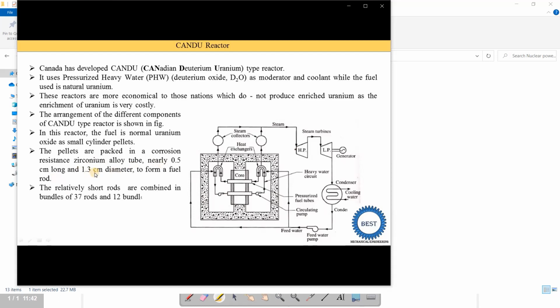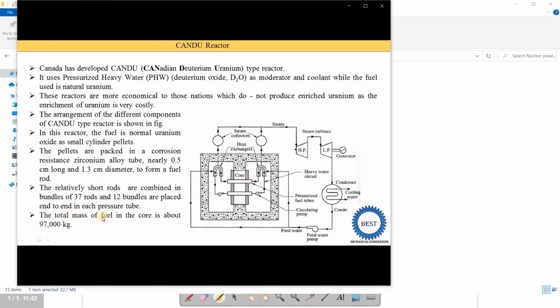The relatively short rods are combined in a bundle of 37 rods. When we combine 37 rods, it is called one bundle, and that is how 12 bundles are placed end to end in each pressurized tube. Here in this diagram two pressurized tubes are shown. In one pressurized tube there are 12 bundles, and in one bundle there are 37 rods. So in one pressurized fuel tube there are 37 times 12 fuel rods. The size of one fuel rod is 0.7 centimeters long and 1.3 centimeters in diameter.